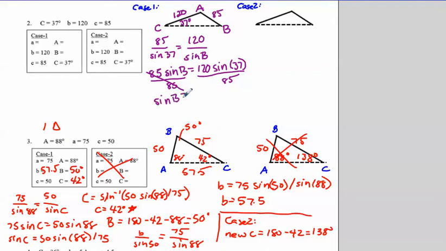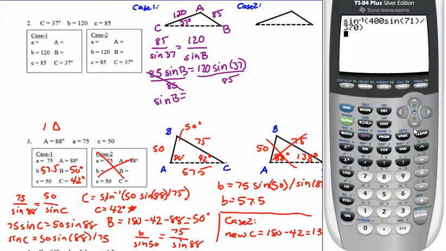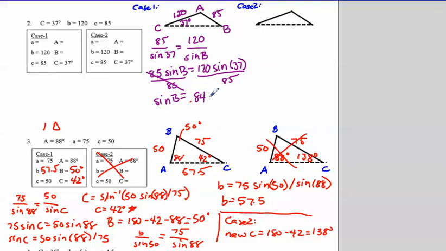If I put this in the calculator, I'm going to have sine B equals, and get your calculator, 120 sine 37, close your parentheses, and divide it by 85. Alright, so the sine of B is going to equal 0.8496. We need at least 4 decimal places there. And then, to find B, you would do the inverse sine. So B is inverse sine 0.8496.